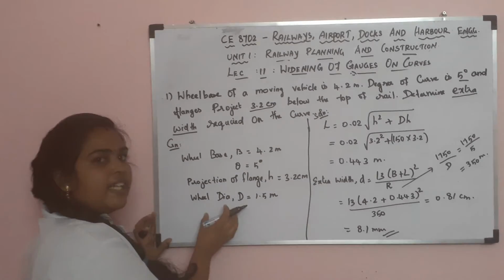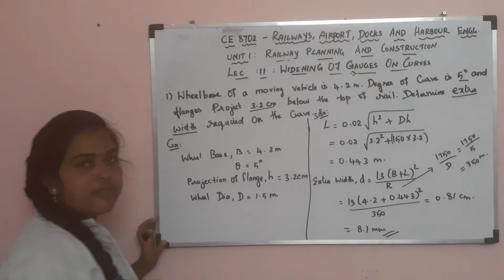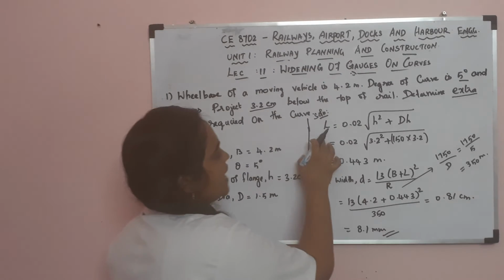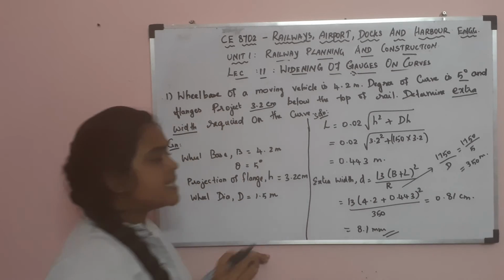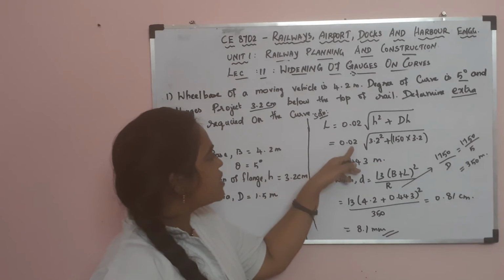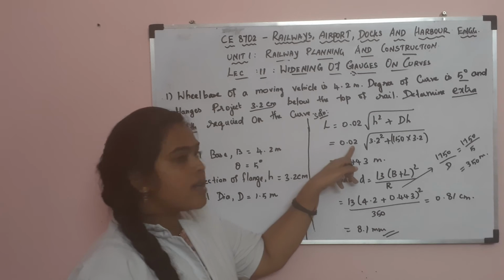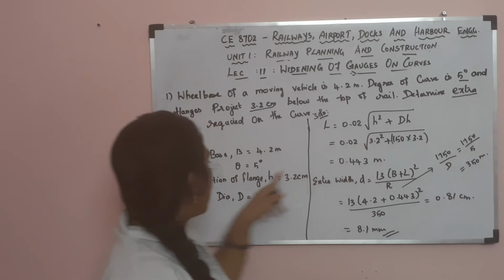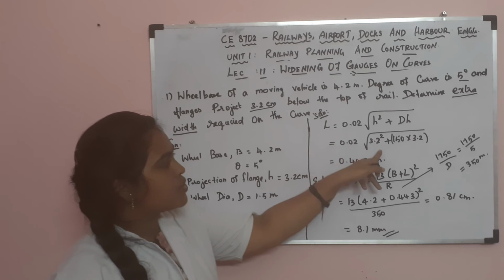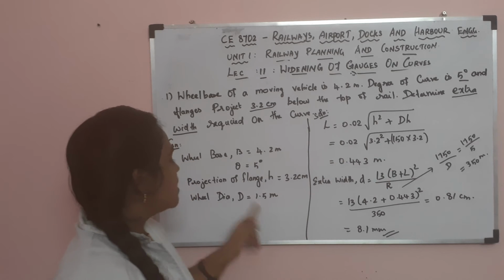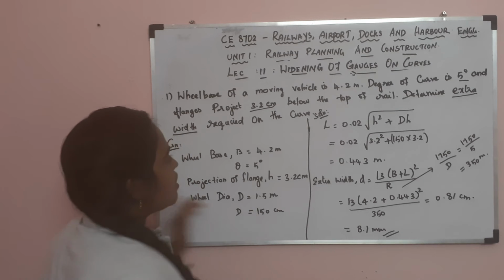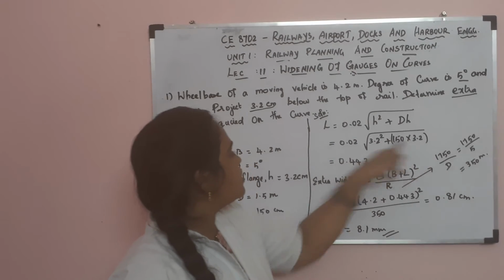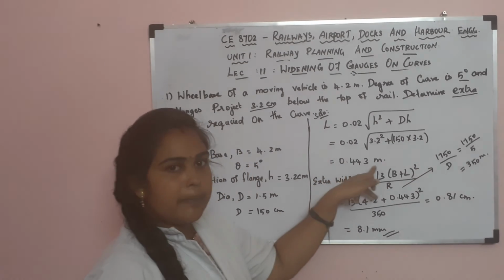Then always take wheel dia D is equal to 1.5 meter. This L is equal to 0.02 square root of h square plus d h. So this L is the lap of flange, 0.02 into root of, what is the h value? 3.2, that is 3.2 square, plus the d value, we have to denote always in centimeter, this is 150 centimeter. So 150 into 3.2 is equal to 0.443 meter.